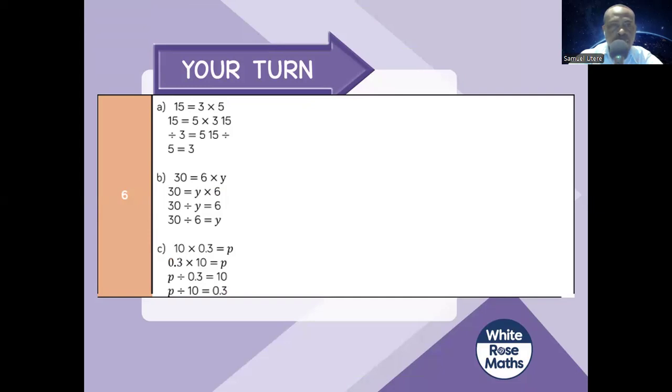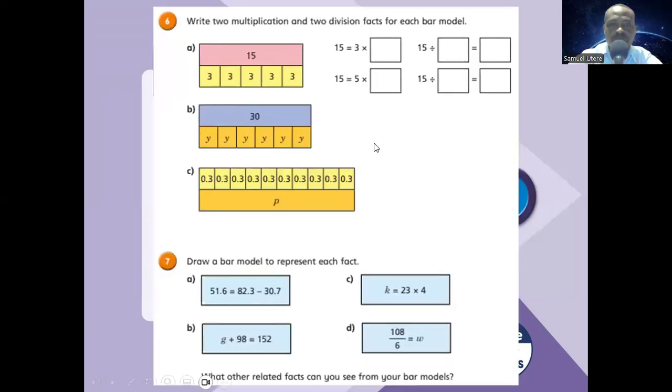Okay. And then we have 15 divided by 3 and 15 divided by 5. So we can switch things around. 15 divided by 3 is equal to 5, and 15 divided by 5 is equal to 3. So these are facts we can write from here. And these are the things you see here. Question 7, you are asked, draw a bar model to represent each fact.